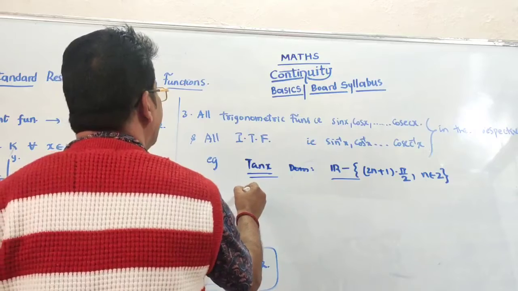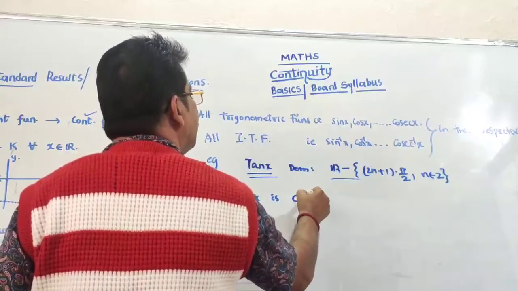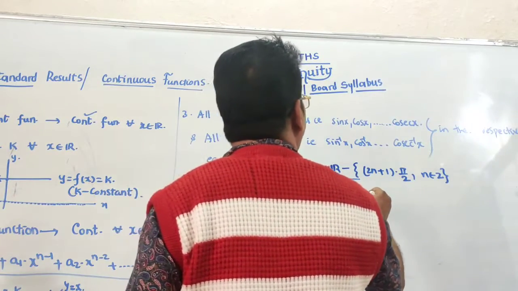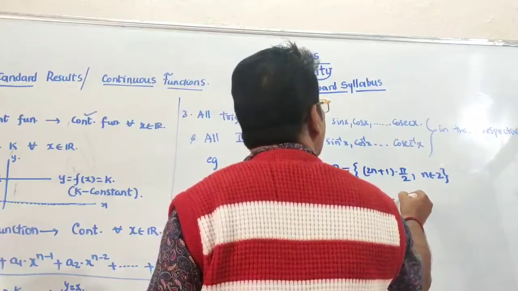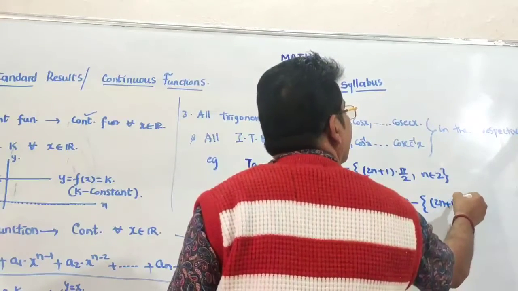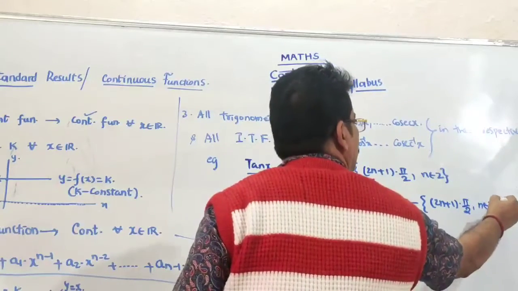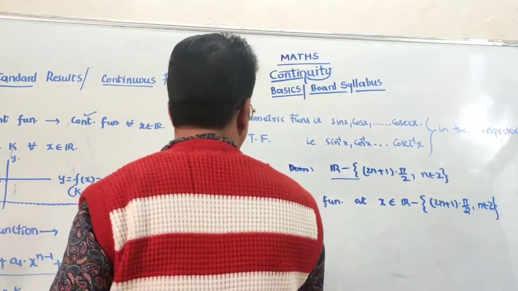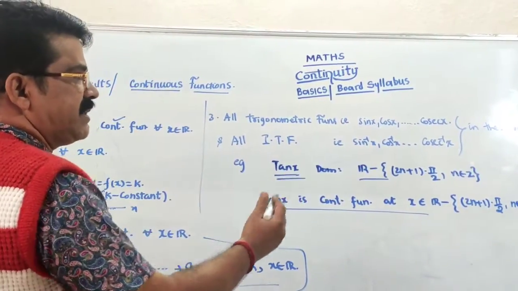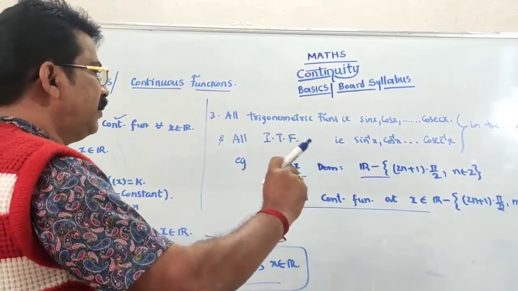Means what? Tan x is a continuous function at x belongs to capital R minus the set, means except odd multiples of pi by 2, n belongs to Z. So tan x is a continuous function at x belongs to capital R minus the set of (2n plus 1) into pi by 2, n belongs to Z.